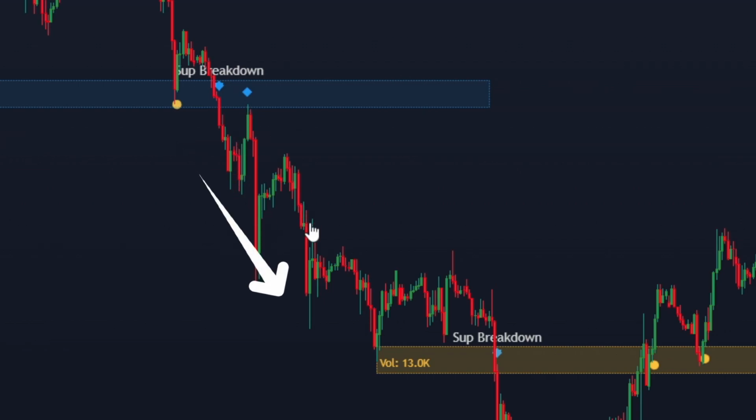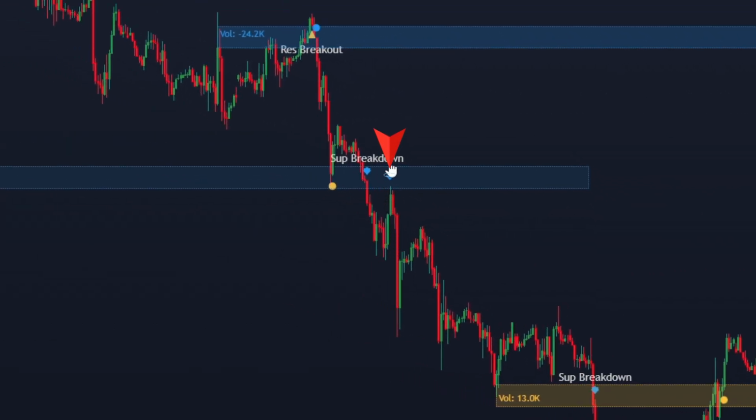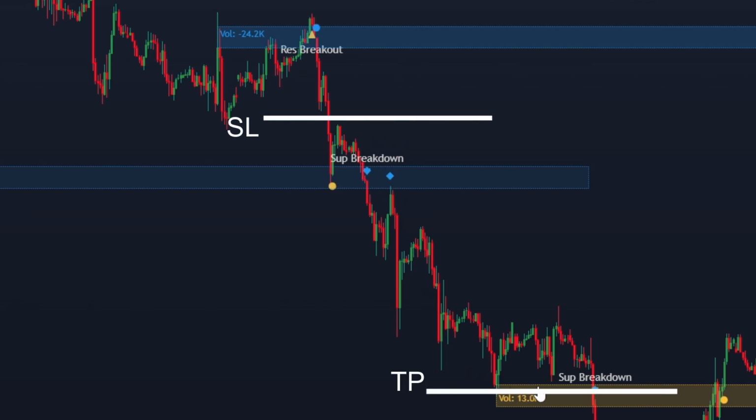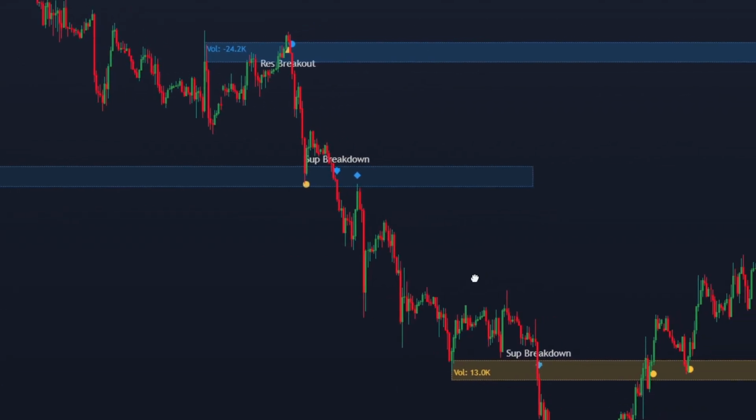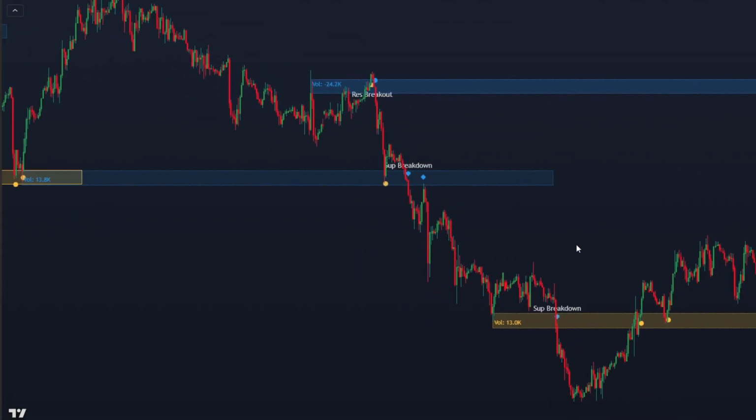continued moving downward. This could have given us a potential sell trade entry here, with the stop loss above the broken zone and the profit target placed near the next major support level. And this is only one of several trading signals provided by this indicator.